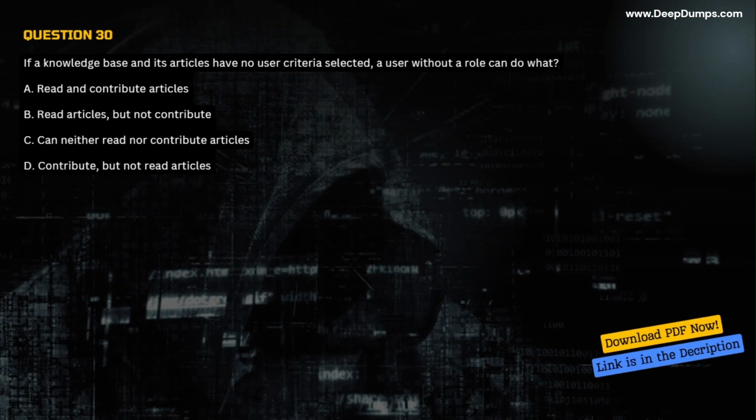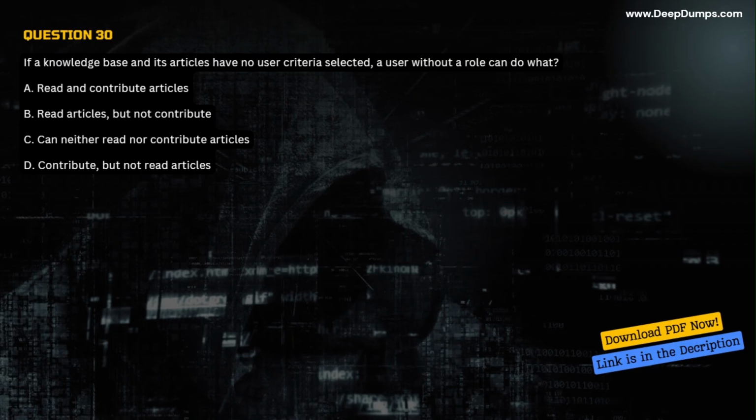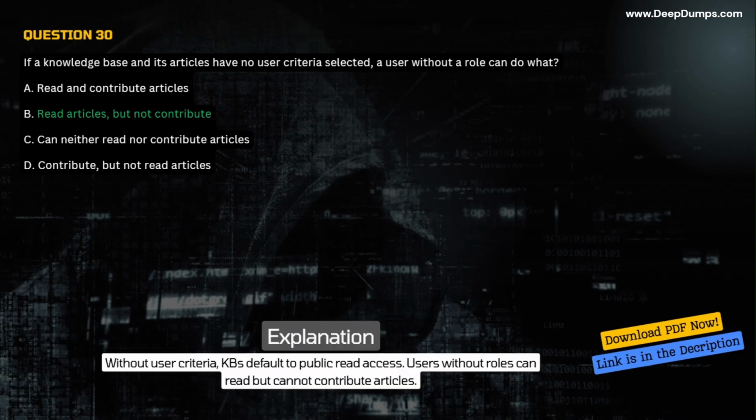Question 30. If a knowledge base and its articles have no user criteria selected, a user without a role can do what? A. Read and contribute articles. B. Read articles, but not contribute. C. Can neither read nor contribute articles. D. Contribute, but not read articles. Correct answer B. Read articles, but not contribute. Explanation. Without user criteria, KBs default to public read access. Users without roles can read but cannot contribute articles.